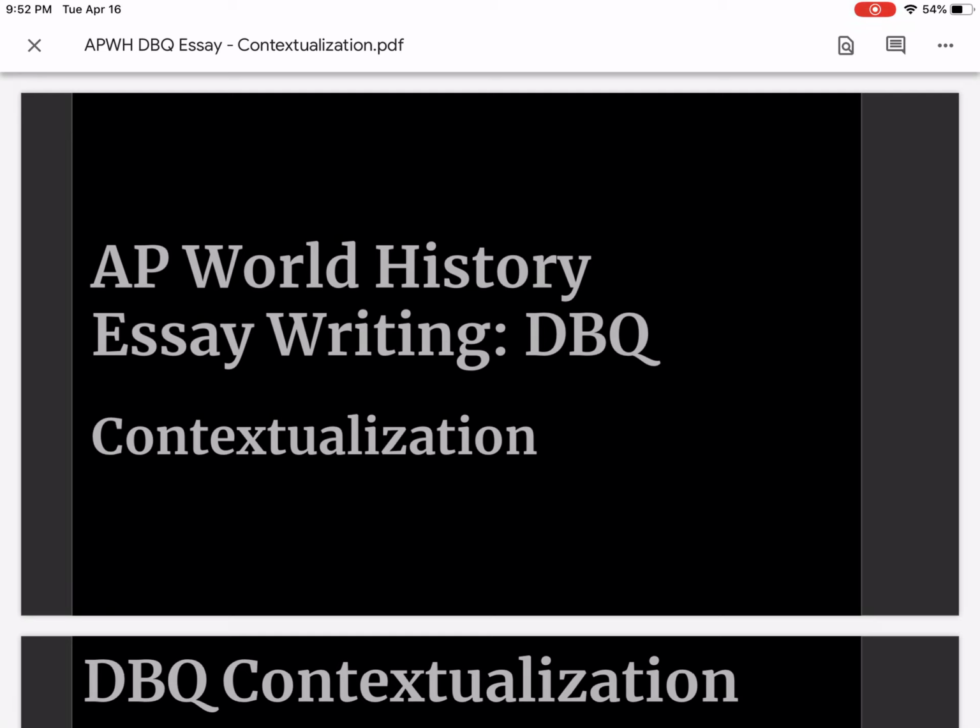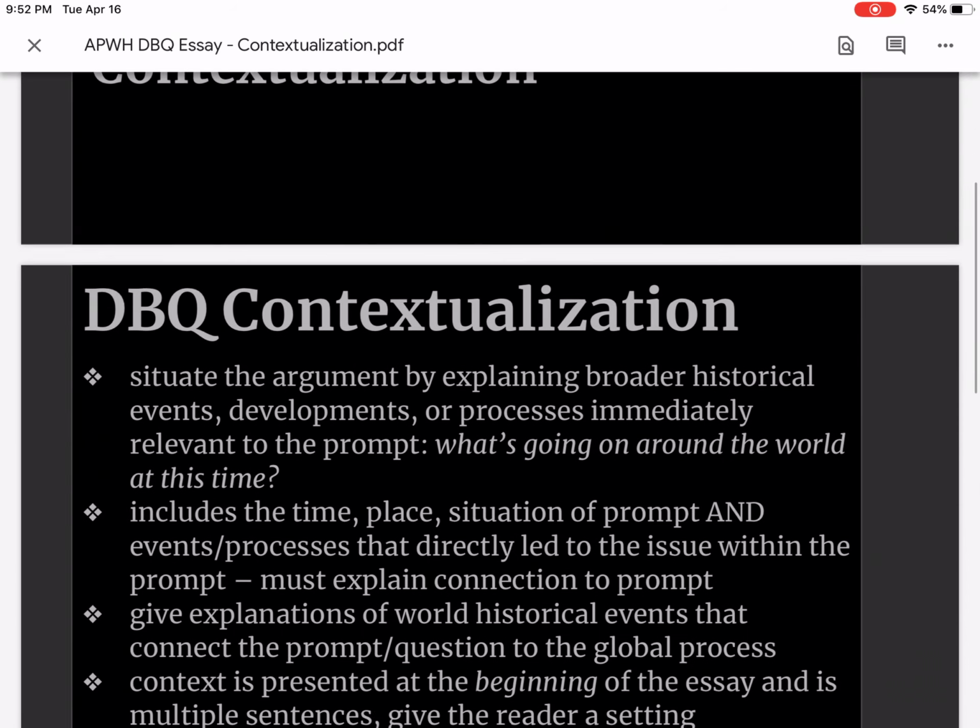And again, this will be an overview of the contextualization point for the AP World History DBQ essay. And this is a very important point. It's the first one that you'll earn in your essay. So let's talk about contextualization.